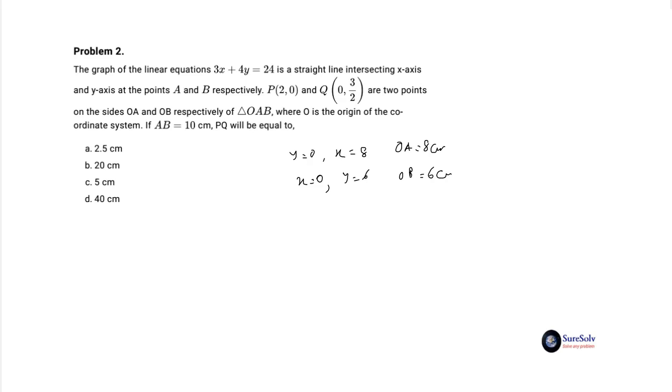By the given coordinates of the points P and Q, which are the points of intersection of the line PQ with the x-axis and y-axis, OP equal to 2 while OA equal to 8, which is 4 times of OP, and OQ equal to 3 by 2 while OB equal to 6, again 4 times of OQ. Let's see the diagram for better understanding.